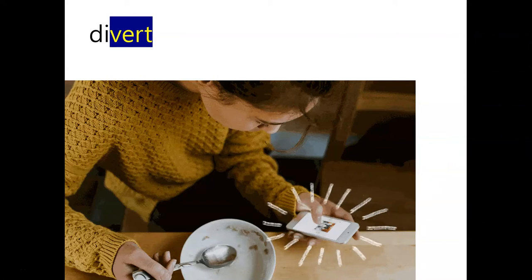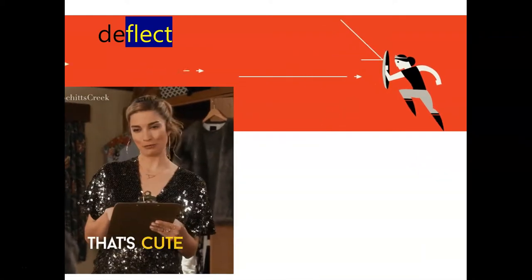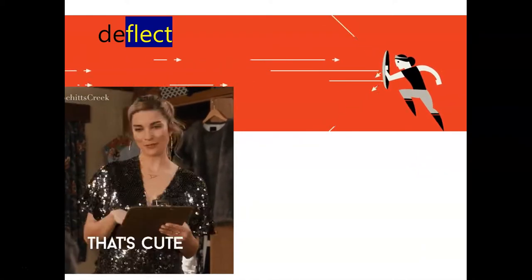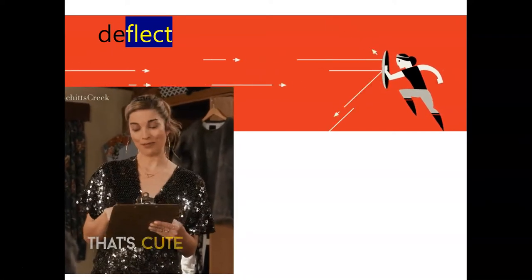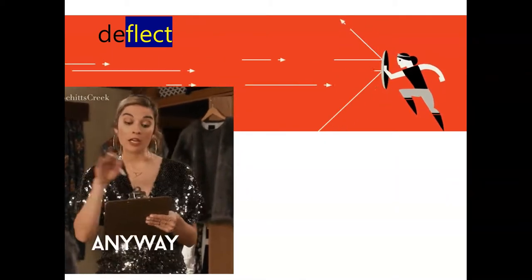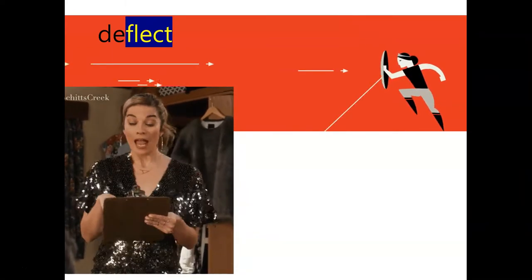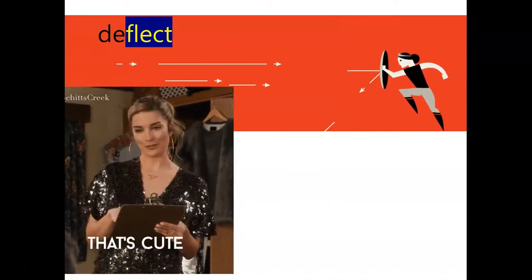Divert. D here means, again, away, and vert here means turn, so turn away or deviate. For example, you diverted attention, you deviated attention with a different question. Deflect. De here means down, and flect, think of it as reflect, so bounce off, as sunlight comes down and bounces off, so redirect. For example, you can keep deflecting questions, you can keep redirecting questions, which means you can keep avoiding questions by redirecting them to a different subject matter.